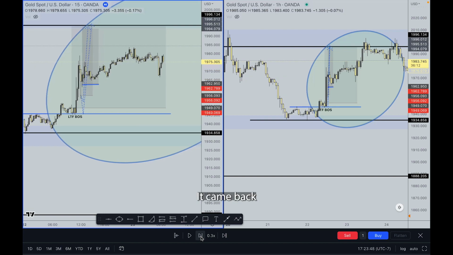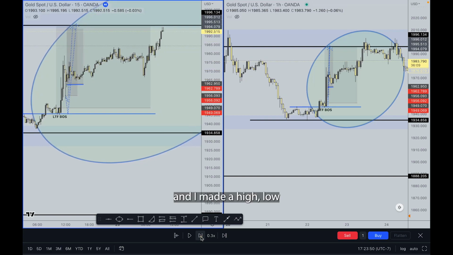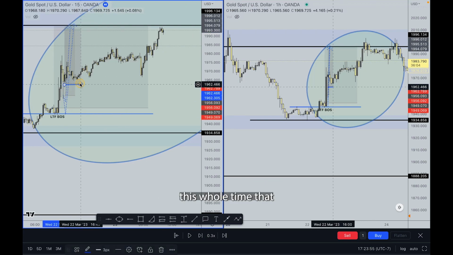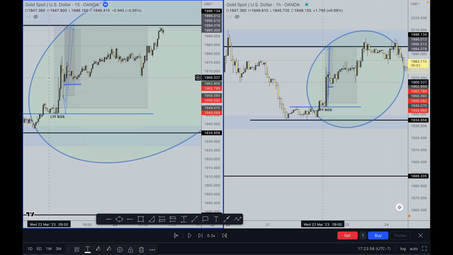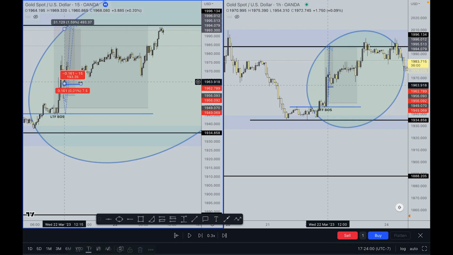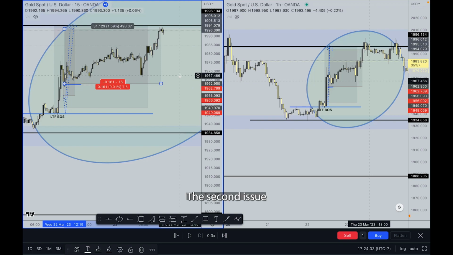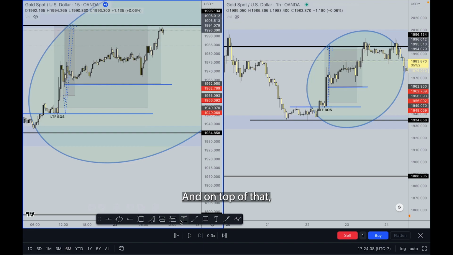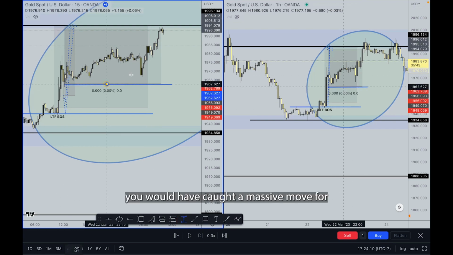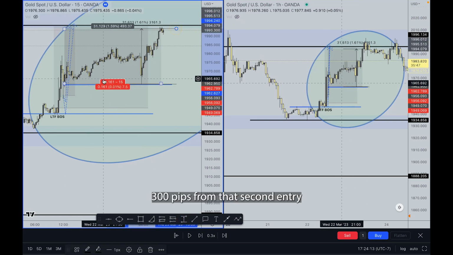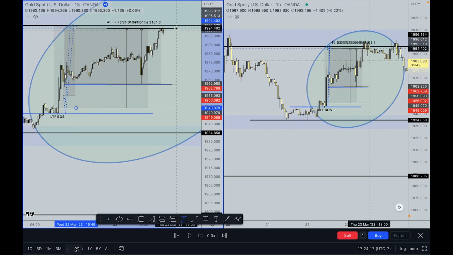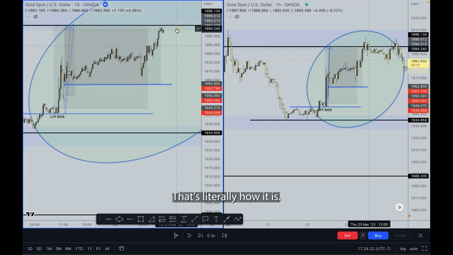And here we go. Came back and made a higher low point based off the higher time frame, and then boom, hit that area of resistance. This whole time that you're managing this trade, you would have, one, never been stopped out on that second entry. Two, where your trailing stop loss, this blue line, would have never been hit. And on top of that, you would have caught a massive move for 300 pips from that second entry, and from that re-entry right down here, 400 pips, okay?